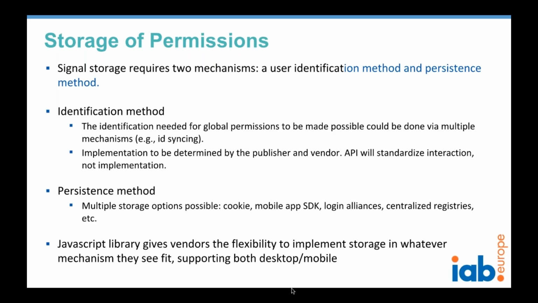Then the identification needed to make global permissions possible could be done via multiple mechanisms. So it's up to the implementation how they want to store this. We do have a solution that we created through a cookie mechanism and a way to read it, but the actual implementation of a consent manager can decide whether they want to keep it in a cookie or put it somewhere on the server. That's really up to them, as long as the standardized API can access the information and allows the information to be passed down to the vendor.